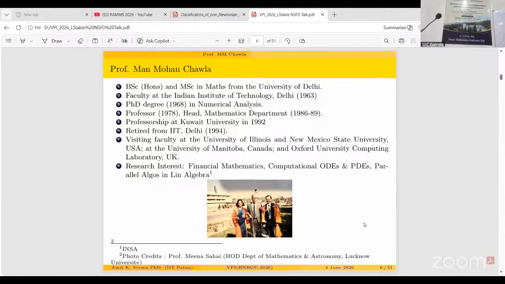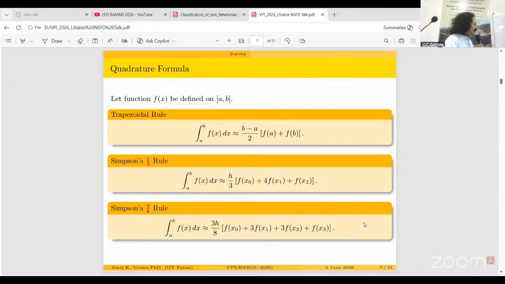This picture I got from Professor Meena Samet. She is currently HOD of Lucknow University. Her colleagues did their PhD with Professor Chawla. So she got this picture for me from the students of Professor Chawla. His work actually motivated us to work in this area.